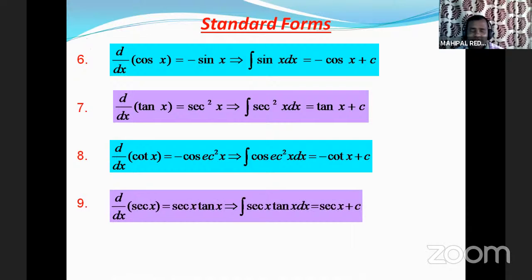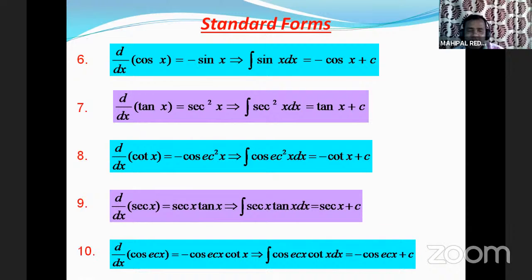Next, ninth one, derivative of sec x equals sec x into tan x. It implies integration of sec x into tan x equals sec x plus c. Next, 10th one, derivative of cosec x equals minus cosec x into cot x. It implies integration of cosec x into cot x equals minus cosec x plus c.